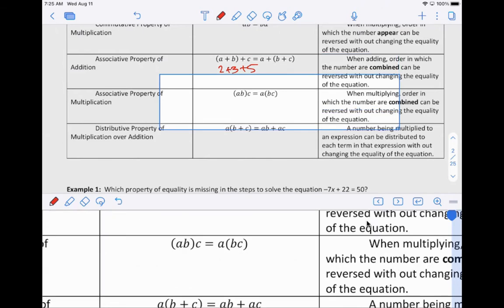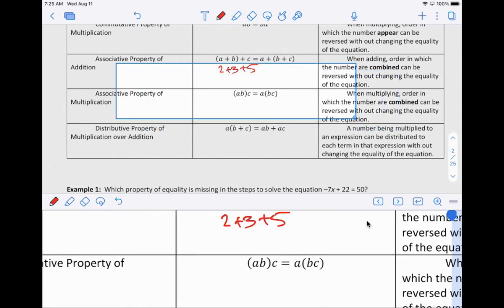2 times 3 times 5 is the same no matter whether you do 2 times 15 or 5 times 6. You both get 30. So this, again, does not apply for division and subtraction. If you subtract things in a different order, you would not see the same result. If you divide things in a different order, you would not see the same result. So we don't have an associative property of subtraction or division.